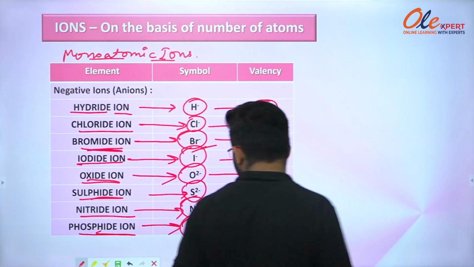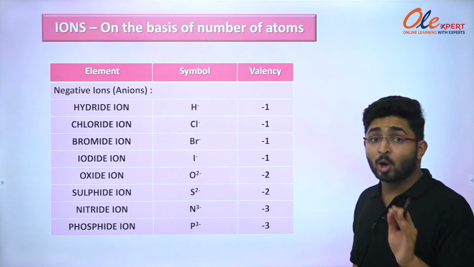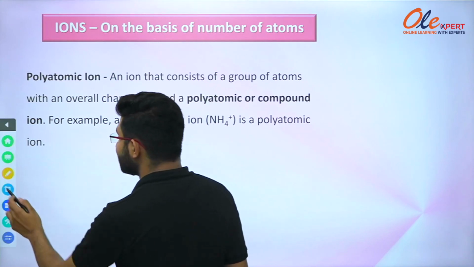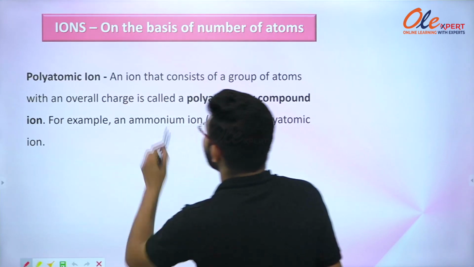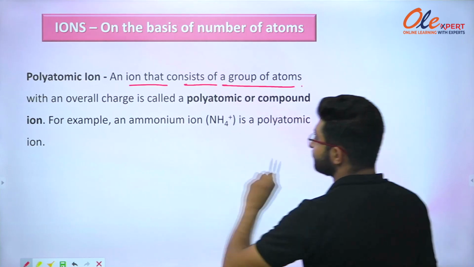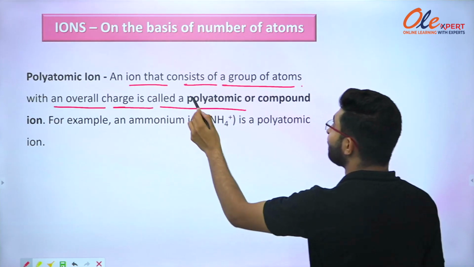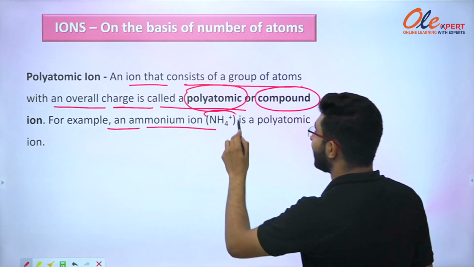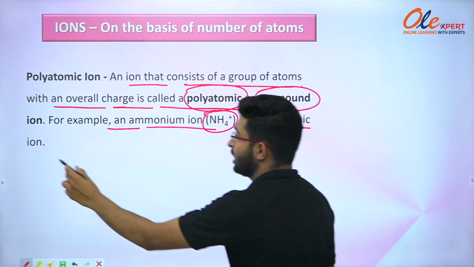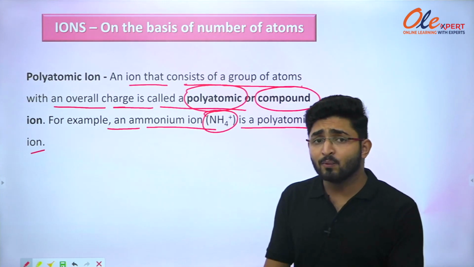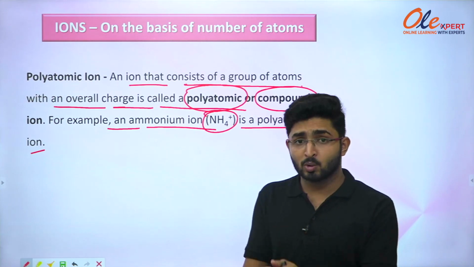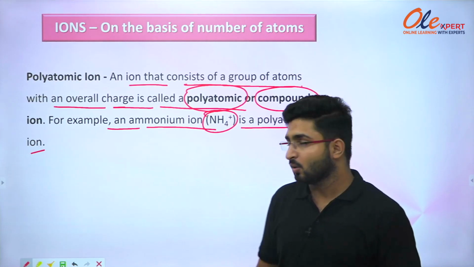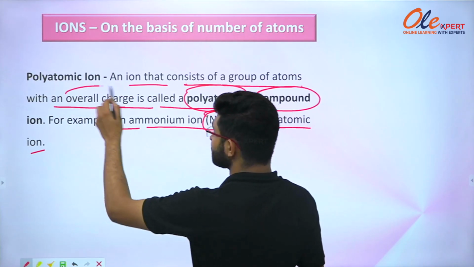Now we are moving with the next type of ions on the basis of the number of atoms, that is polyatomic ion. Here it is stated that an ion that consists of a group of atoms with an overall charge is called a polyatomic or compound ion. For example, ammonium ion NH4 positive is a polyatomic ion. So what's a polyatomic ion? The ion which consists of 2 or more atoms is known as a polyatomic ion, and it has an overall charge on it also.